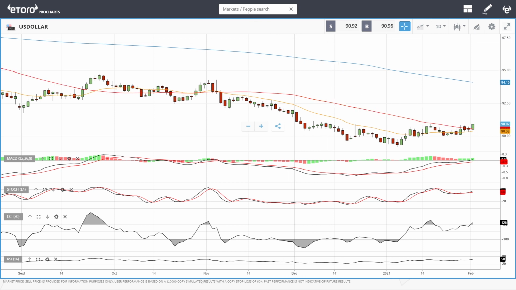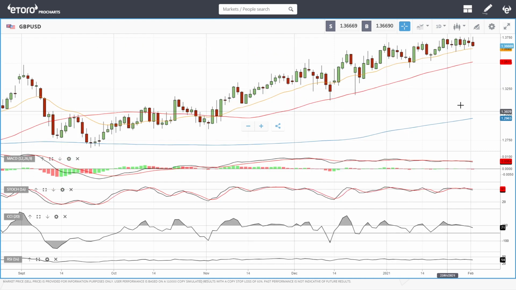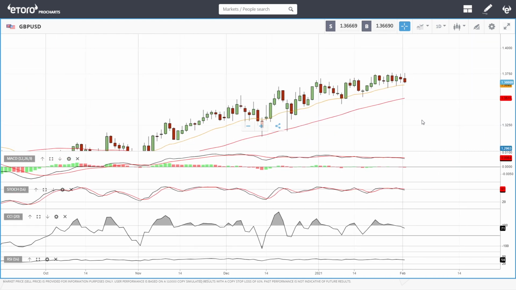So let's look at the Great British Pound US dollar. As you can see, we have fallen here quite drastically. However, we are still trading above the 20 exponential moving average. Technical indicators are pointing to lower levels. MACD is crossing the signal line, CCI is crossing the signal line, CCI is very bearish, and so is also the RSI. The 20 exponential is holding. If that breaks, that opens the door to the 50 moving average at the 1351.